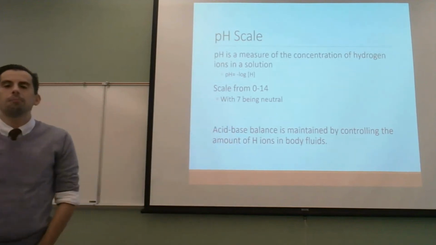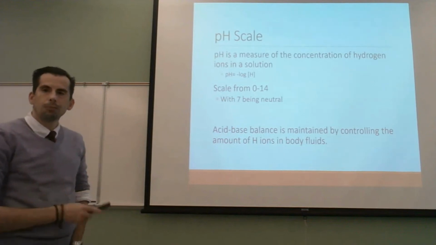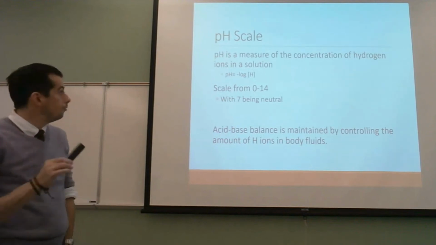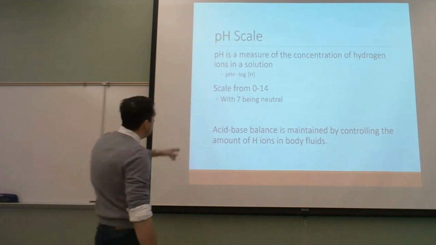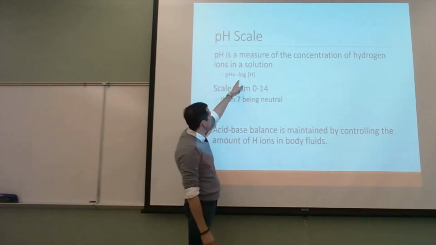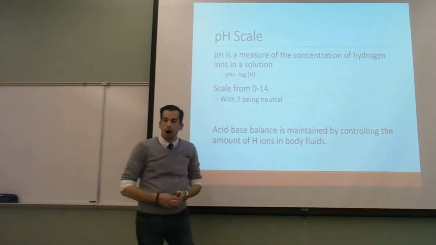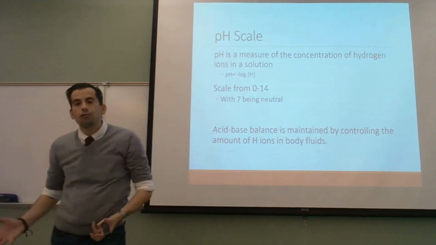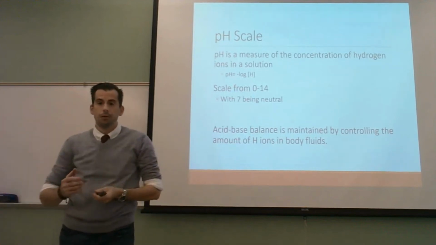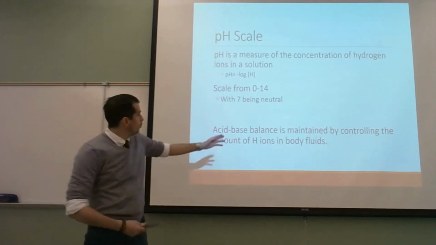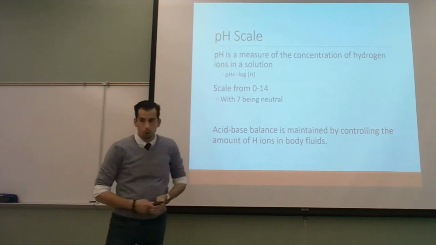The only thing that matters when we talk about pH is the concentration of the hydrogen ions. pH is equal to the inverse log of the concentration of hydrogen. As the concentration of hydrogen goes up, it becomes more acidic, which makes the pH number get lower.